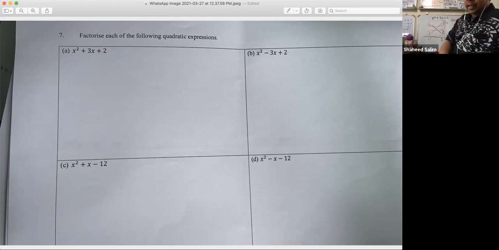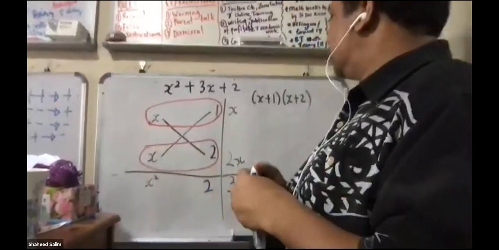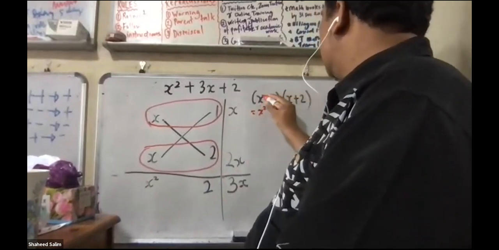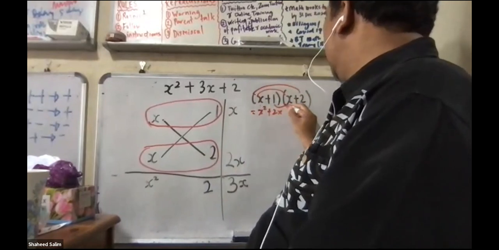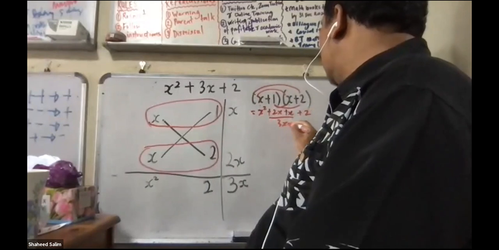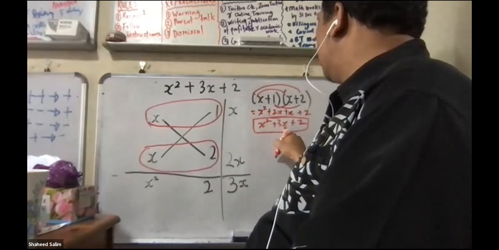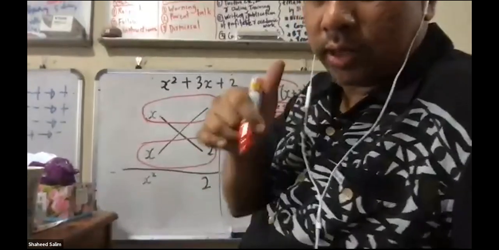Can you see, yeah? Maybe I should stop screen share. So now, what you do at the beginning, you test to see whether it's correct. Let us test. x times x, x squared. x times 2, 2x. Then x times 1, x. 1 times 2, 2. The middle becomes 3x. So it's correct, it's the same thing: x squared plus 3x plus 2.